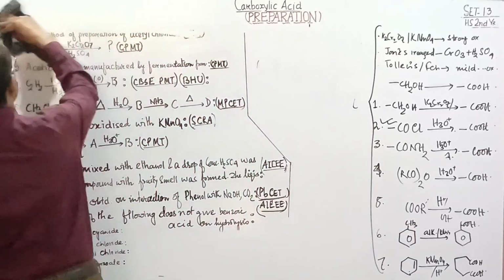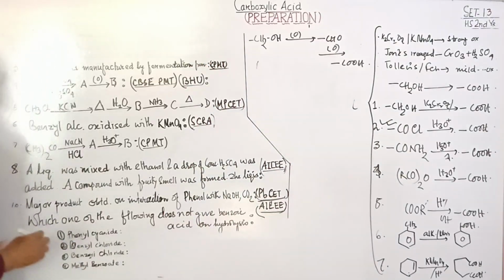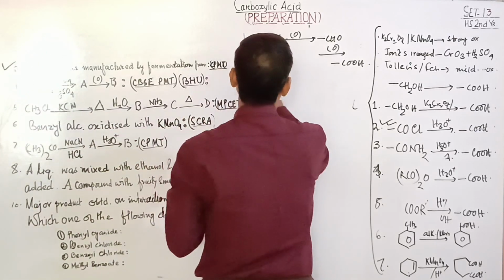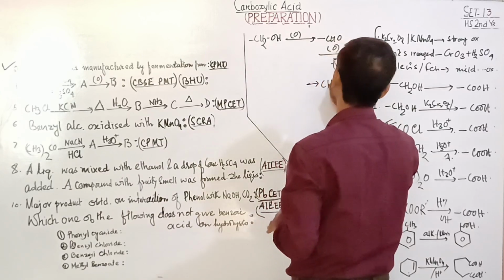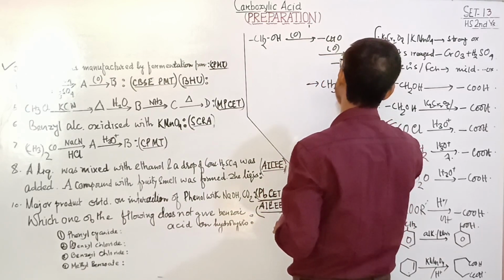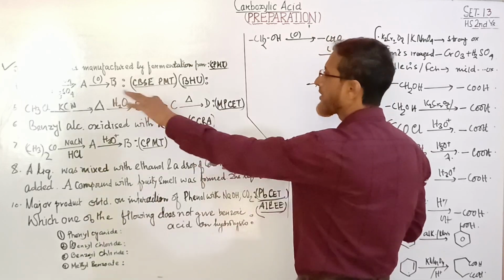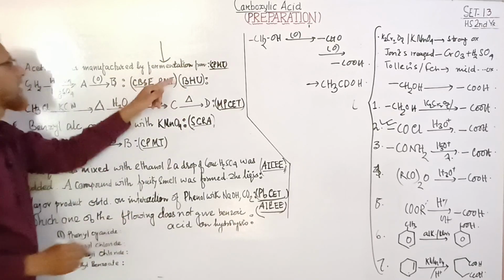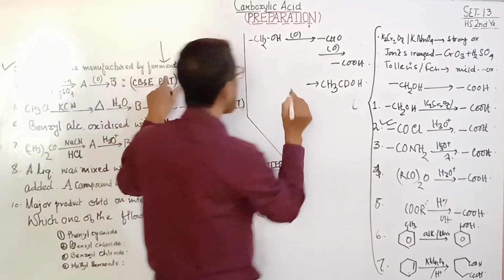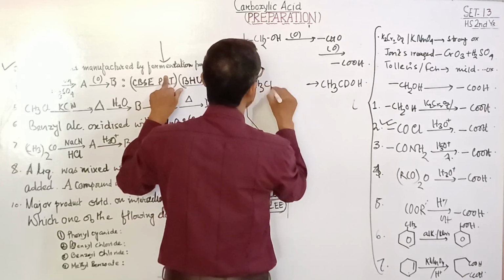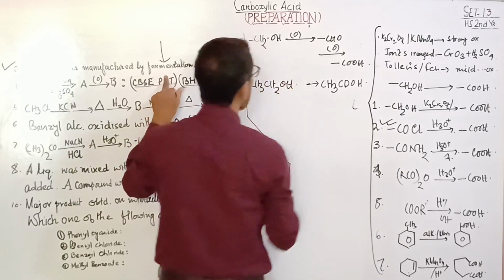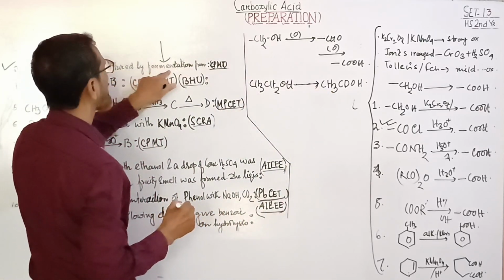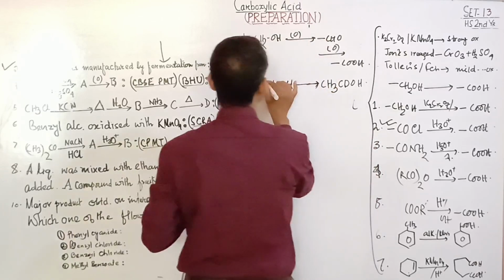Next question: acetic acid manufactured by fermentation of... we need to get acetic acid. What is acetic acid? It is CH3COOH. This acetic acid is manufactured by fermentation. Whenever there is a question of fermentation, there should be ethanol, CH3CH2OH.